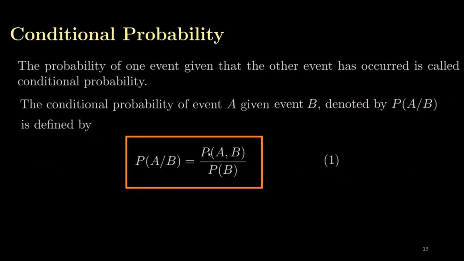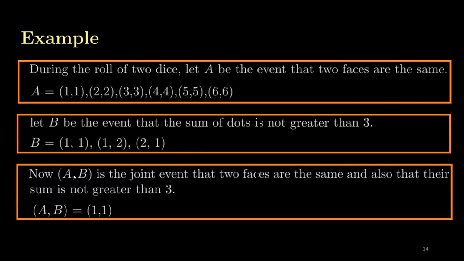Here we discuss the probability of the joint event. So here I am explaining what is meant by the joint event. We have event A, we have event B. The event which is common in both of the events is called the joint event. So this AB is the joint event, that is 1 and 1. The joint event is the event that two faces are the same and also that their sum is not greater than 3. Event A was that two faces are the same, and event B was that the sum of the dots is not greater than 3.